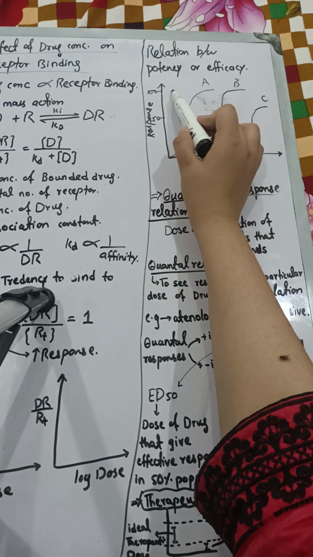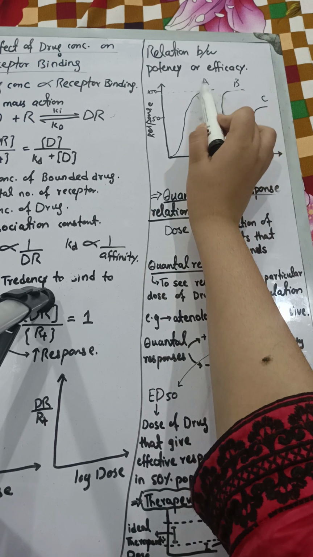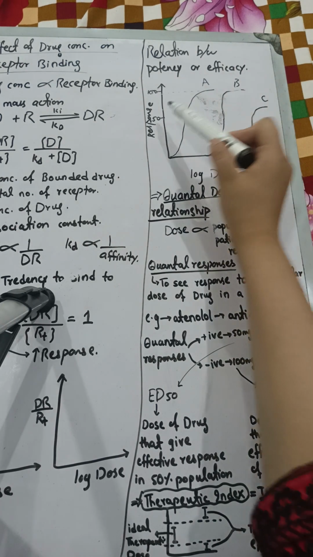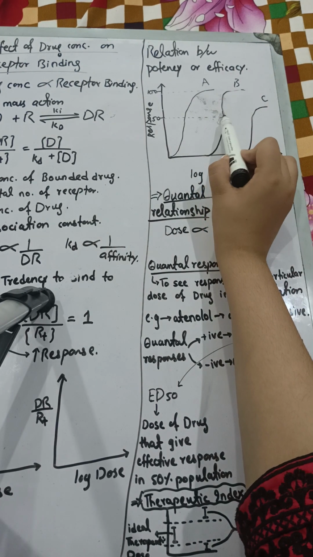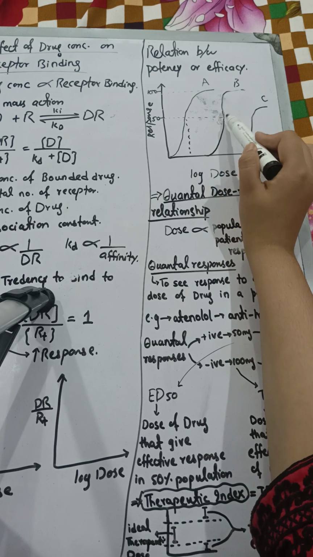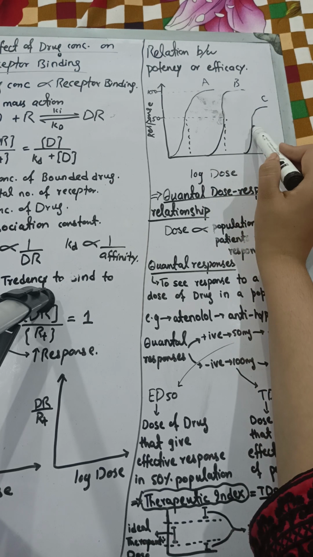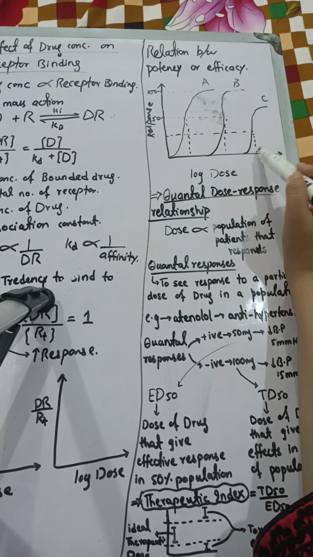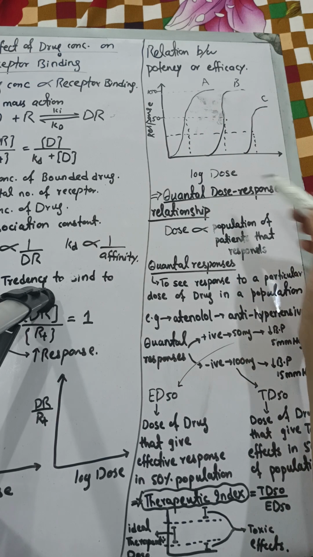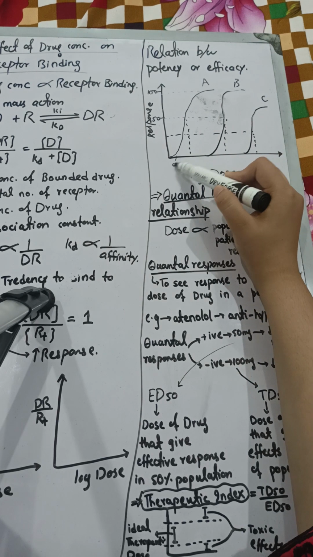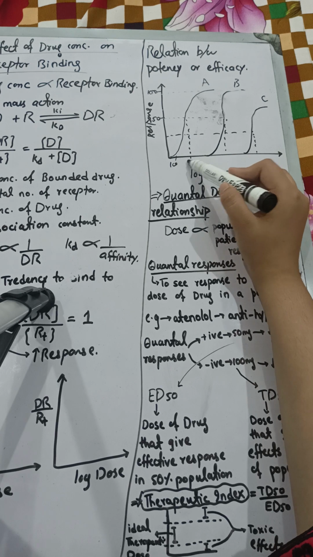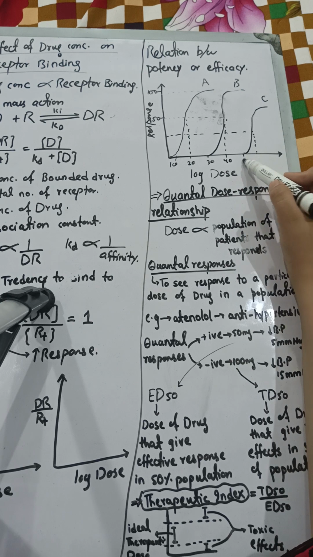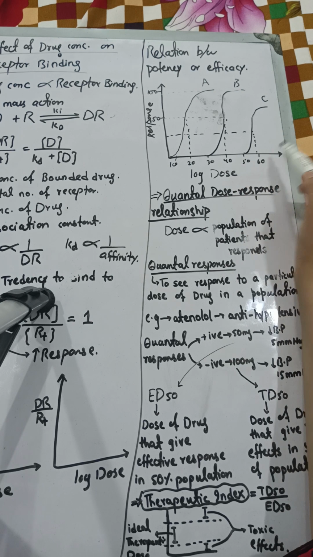Your A and B both are showing 100% response, but your C reaches 100% response at the 75 mark. Your A and B 50% response is here at this concentration, but your C 50% is at this point. Now I am writing the dose here. Let's suppose this is the 10 mg dose, this is 20 mg, this is 30, this is 40 mg of that drug, this is 50, and this is the 60 mg of that drug.